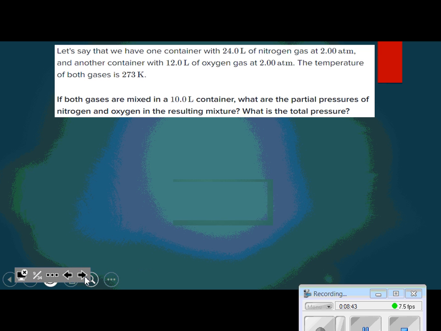Okay, now let's look at this. Let's say that we have one container with 24 liters of nitrogen gas at 2 atms of pressure. And we have another container with 12 liters of oxygen gas at 2 atms of pressure. The temperature of both gases is 273 Kelvin. If both gases are mixed into a 10-liter container, what are the partial pressures of nitrogen and oxygen in that resulting 10-liter container mixture? And what's the total pressure?